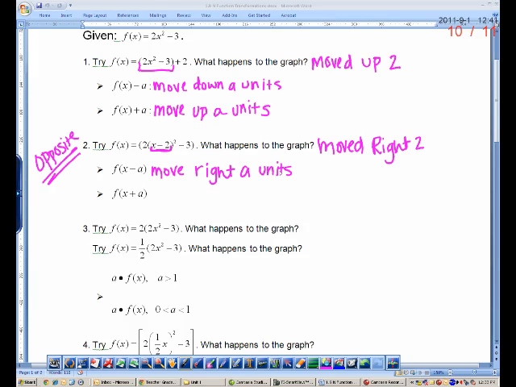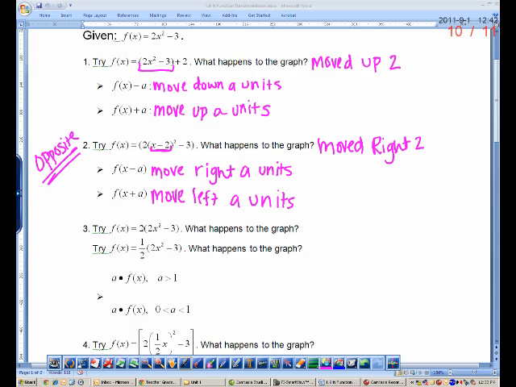Okay? How about f of x plus a? It's going to move left a units. Okay? Questions on that? It's opposite. It's weird, but that's how it works. Okay? All right. Let's look at number 3.